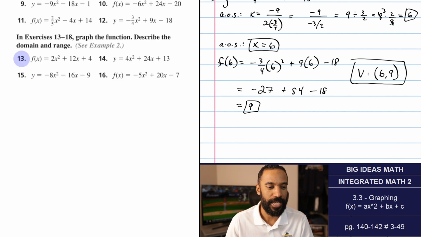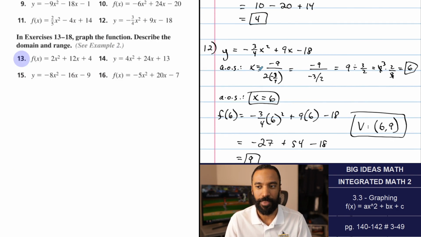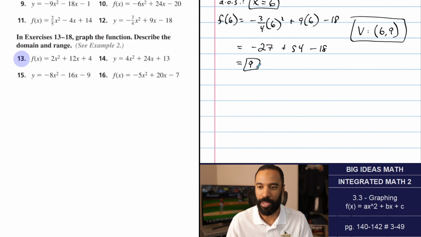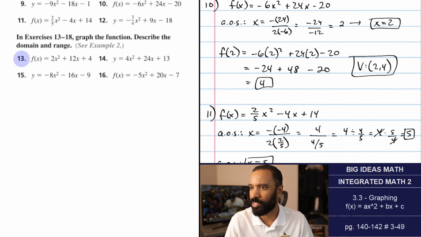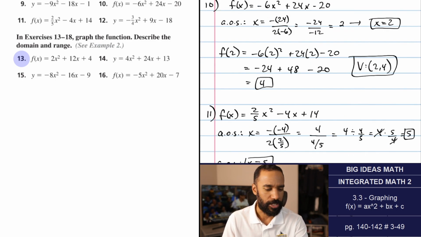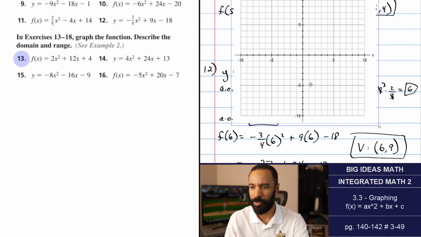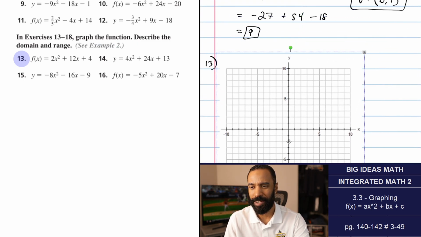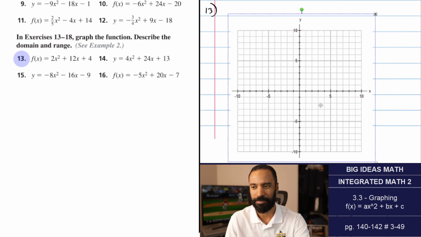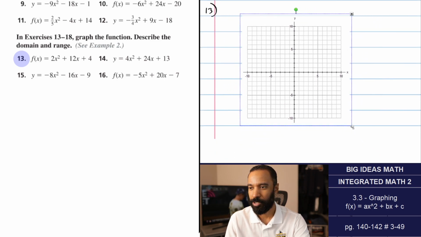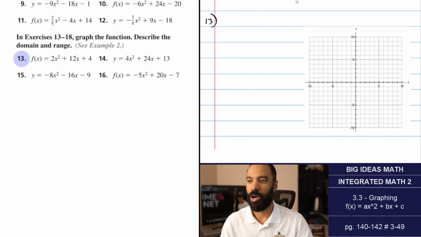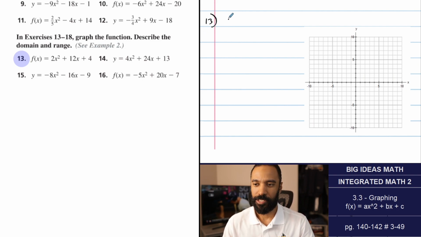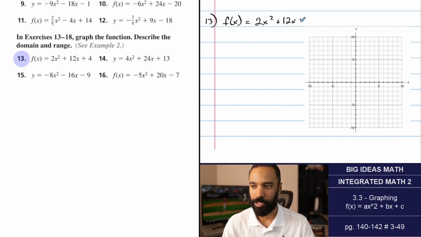All right. Numbers 13 through 18. Let's graph the function, and describe the domain and range. So now we're getting pretty serious. Let me find one of my graph axes. I'm not using my taller graph axes that I generally would use. I'm going to shrink these to size because I got to do some vertex work. I got to get that vertex. Number 13, f of x equals 2x squared plus 12x plus 4.